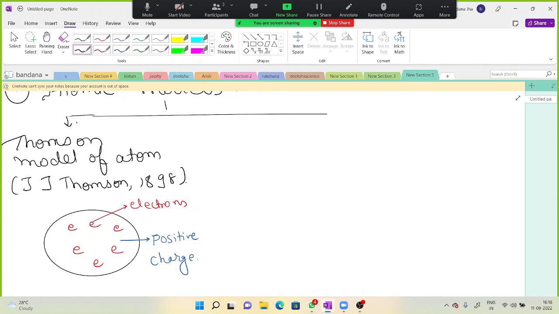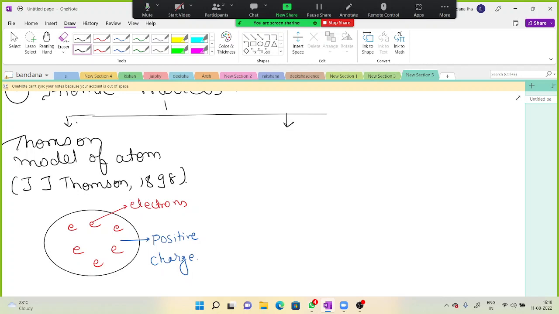The next model came after that, because this one was not true. If it were possible, then there is a very big force in the center, that is our nucleus. Because of that reason, this model failed. The second model was given by Rutherford.